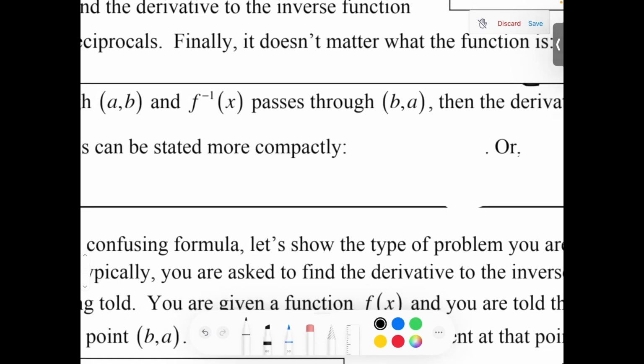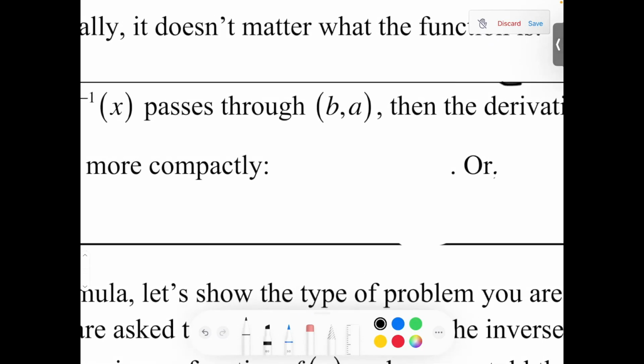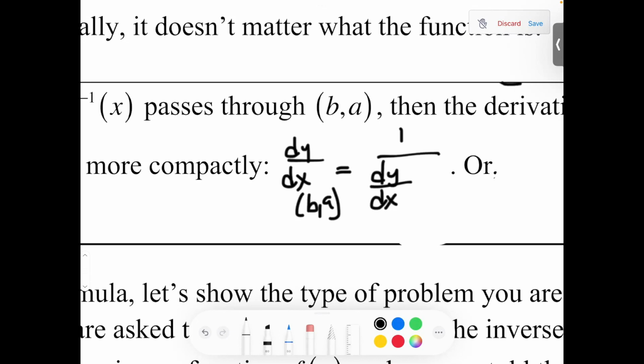This can be stated more compactly. The notation here, I'm not fond of this notation, but the derivative of the inverse at the point B, A, notice B came first, is equal to 1 over the derivative of the original function at the point A, B. So this would be the inverse function, and this dy dx would be the original function.